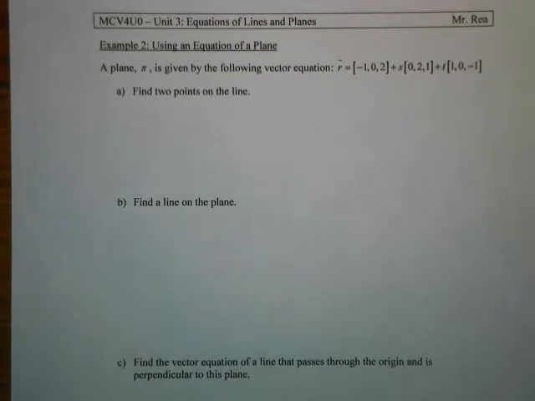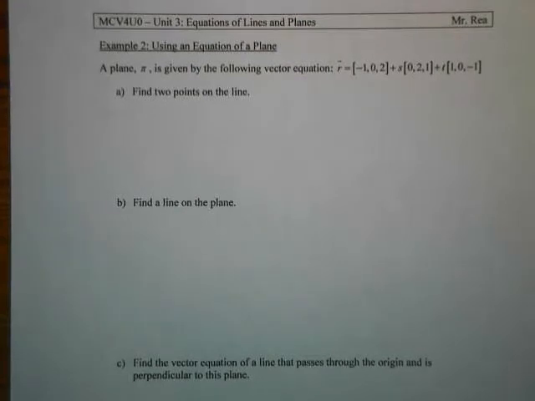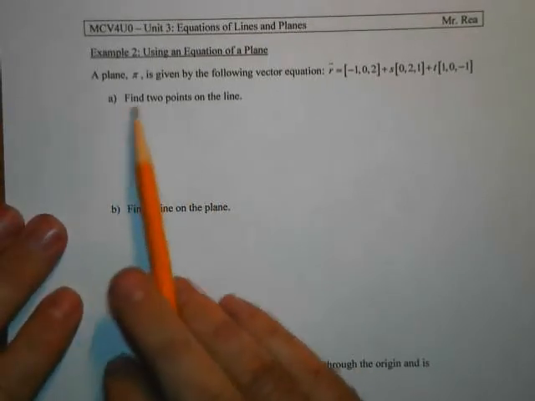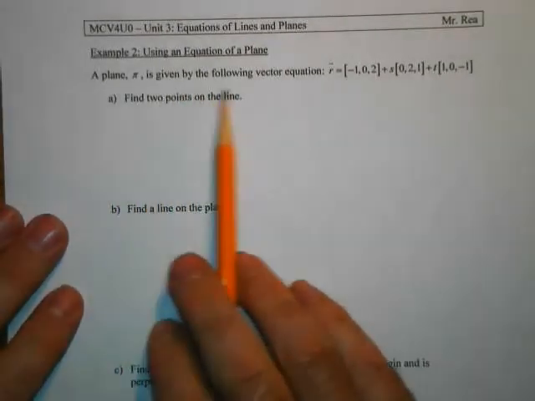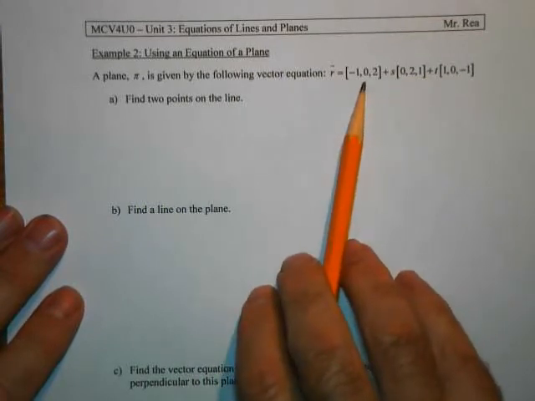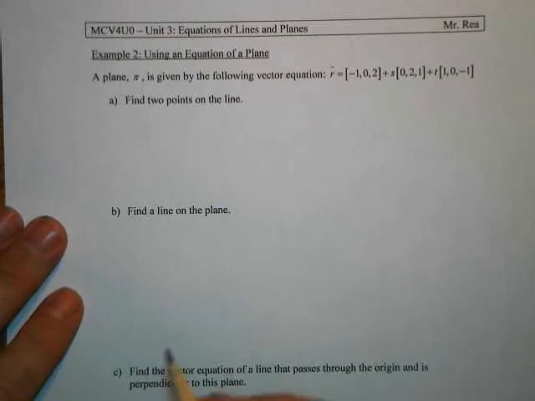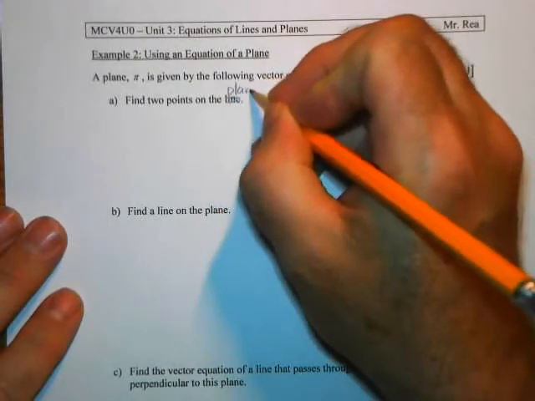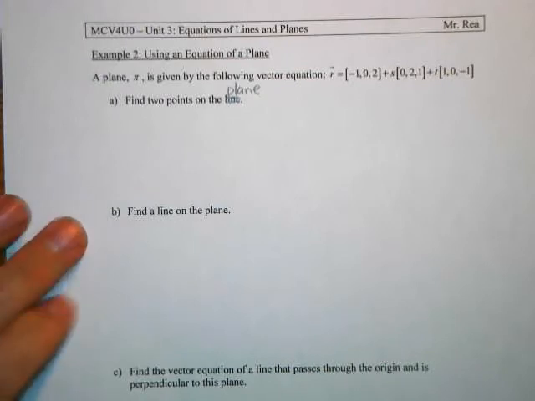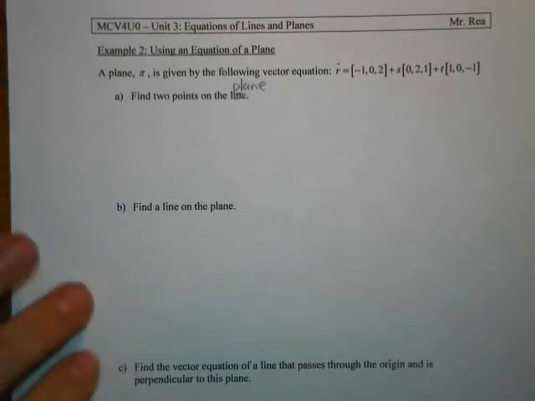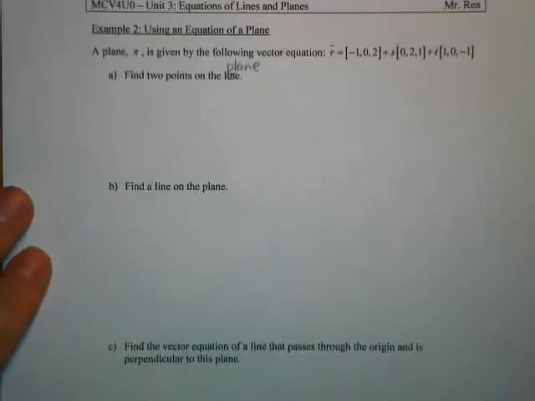Okay, let's go on. Example 2. A plane pi is given by the following vector equation. So this time we've got the equation. We don't have to create it. We want to find 2 points on the plane, and then we're going to find a line on the plane, and we'll read that part C later. It's a little more complicated.